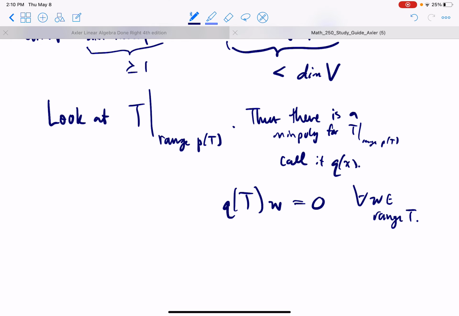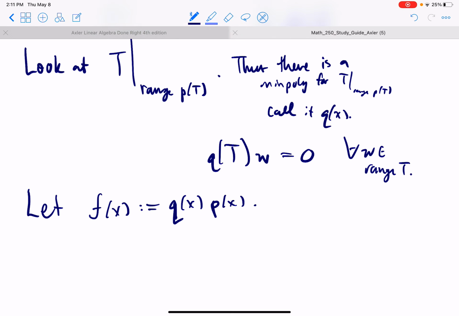Okay, so then here's the nice thing now. Now we can apply p of t. No, wait, what do we do? Yeah, okay, so then p, q, how about f? Now the polynomial f of x, let it be q of x times p of x. Okay? And that's actually going to be a polynomial that does what we want.